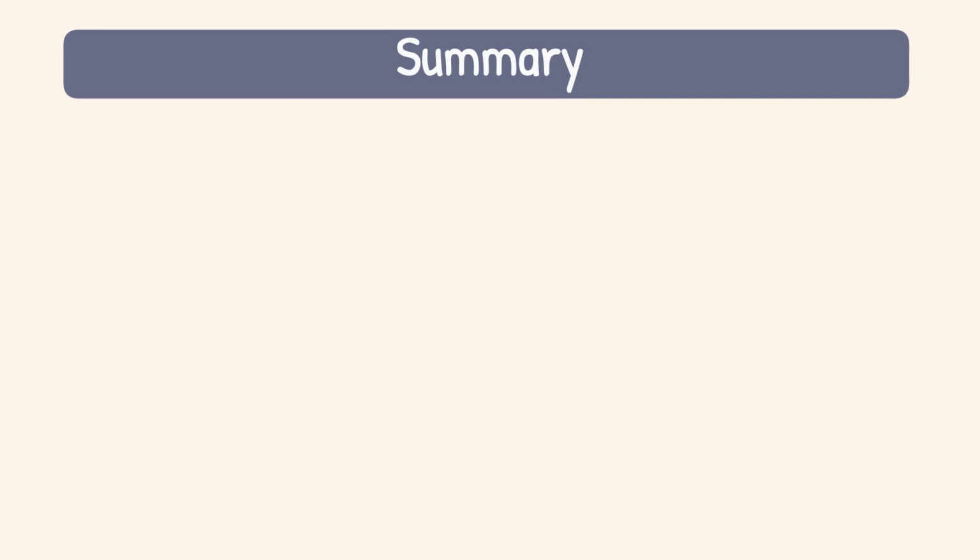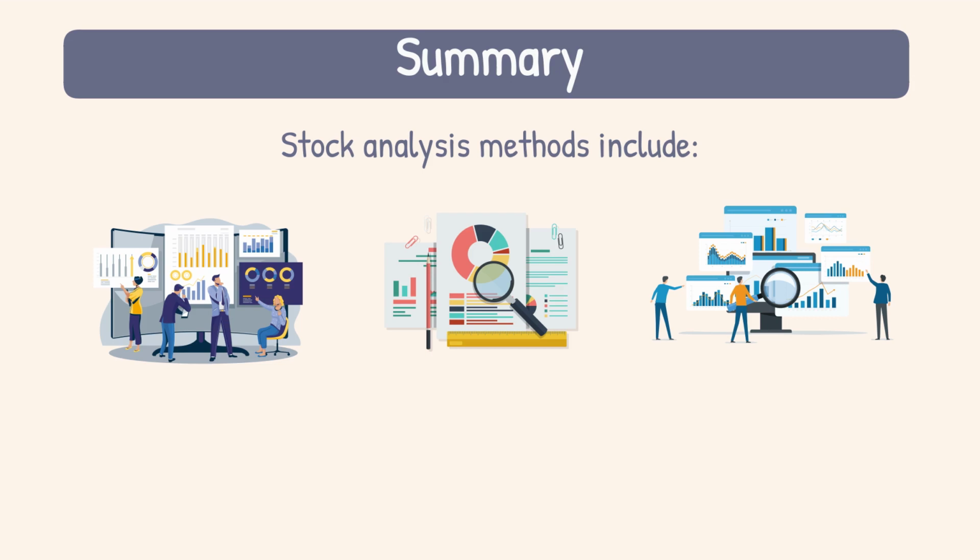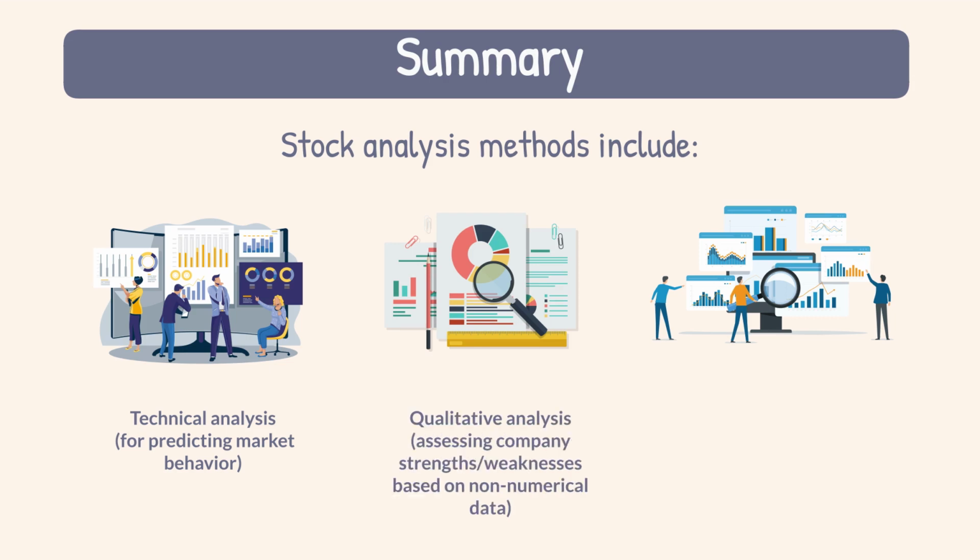Let's summarize what we have learned in this video. We discussed three primary techniques: technical analysis, qualitative analysis, and fundamental analysis. Technical analysis involves studying past market data and using charts and technical indicators to identify patterns and trends. The qualitative analysis assesses a company's strengths and weaknesses based on non-numerical data such as market trends and customer preferences. Fundamental analysis involves analyzing a company's financial and economic data to estimate its intrinsic value. Different factors and metrics are used in each technique to evaluate a company's investment potential. That's it for now.